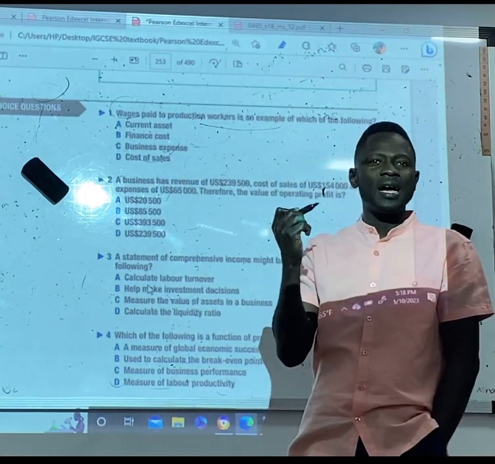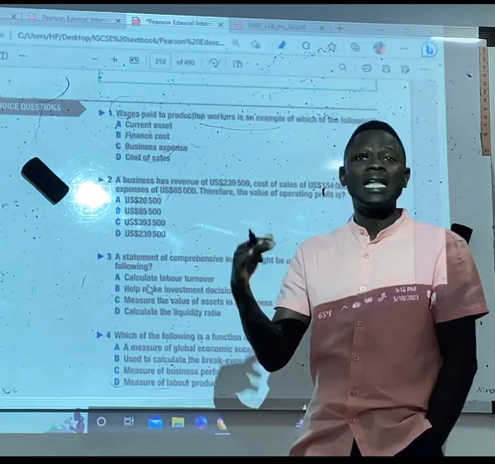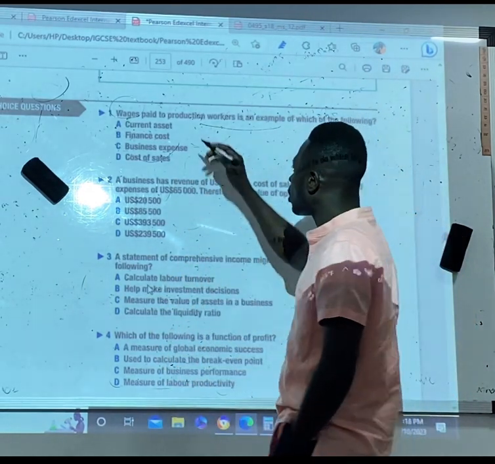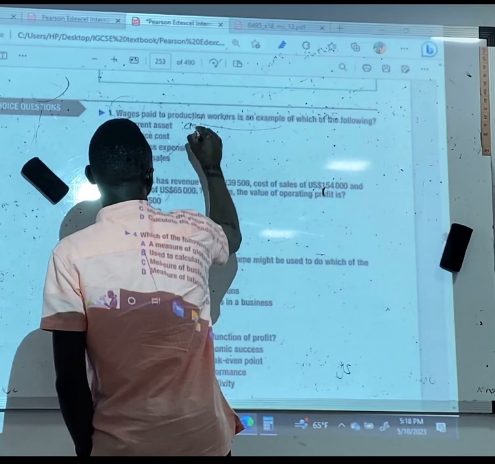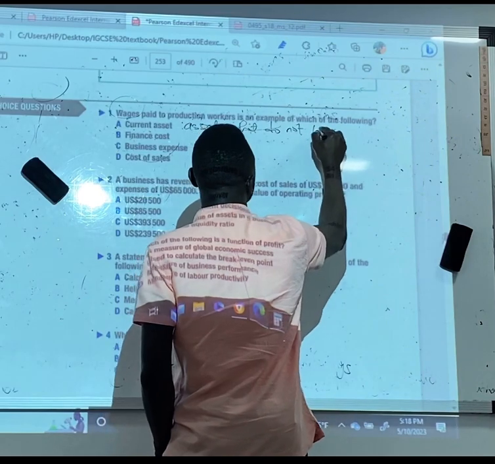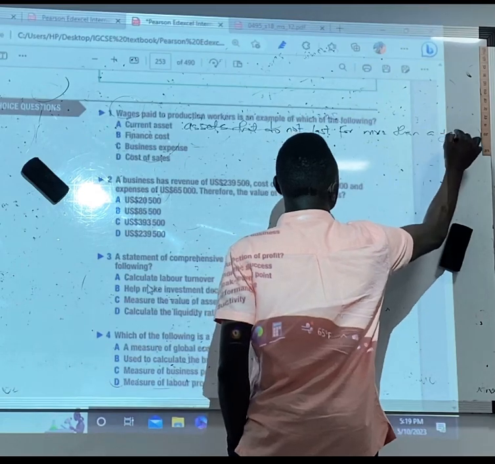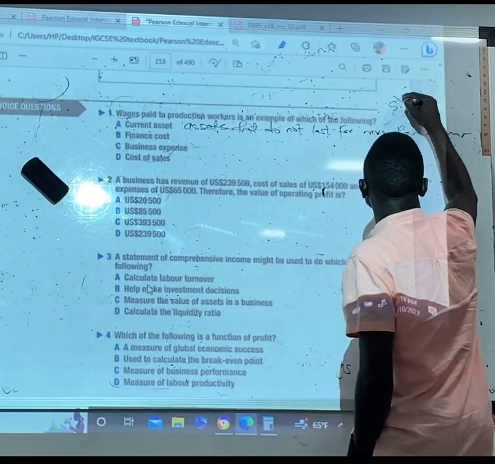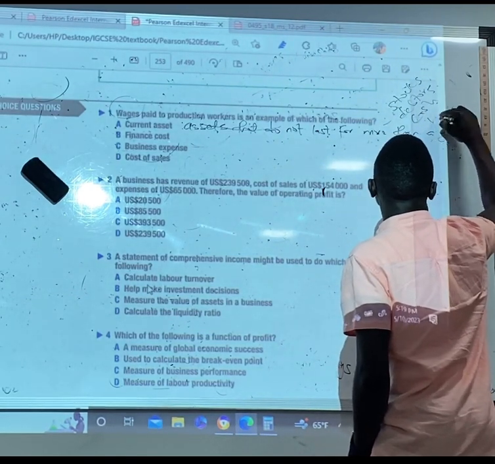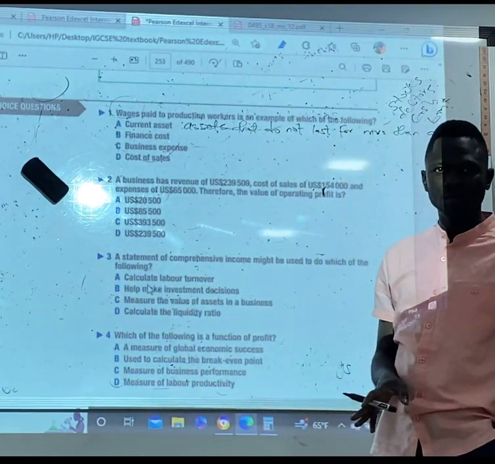Current assets are assets that don't last more than 6 months. They can't last more than a year with the business. Examples of current assets are stocks. These are assets that do not last. So examples of current assets are stocks, debtors, cash, and bank. So these are examples of current assets, so it's not the answer. I think that is clear.